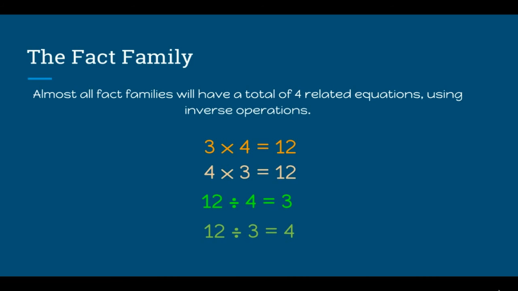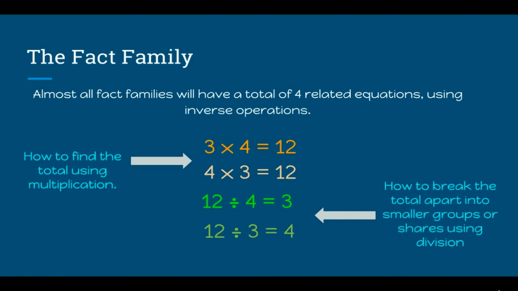Almost all fact families will have a total of 4 related equations using inverse operations. In this case, this family has 4. 3 times 4 equals 12, 4 times 3 equals 12, 12 divided by 4 equals 3, and 12 divided by 3 equals 4. We found out how to use the total using multiplication, and we found out how to break apart the total into smaller groups or shares using division.